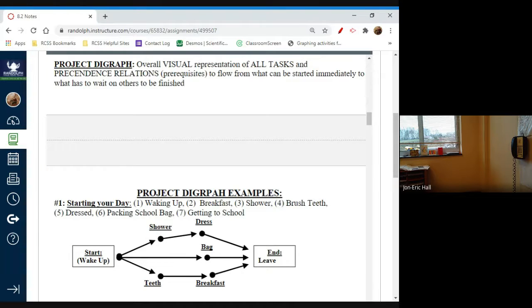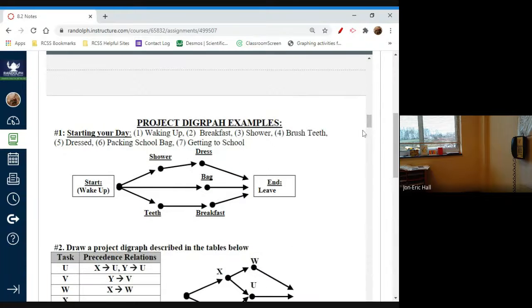So say you shower. Well, if you shower, what would you do next? If you shower, that means you might draw an arrow down to brush your teeth, right? You do that. Or then you dress. But this is just one example of a diagram. So which one do you do? Do you shower, then dress, and then leave?